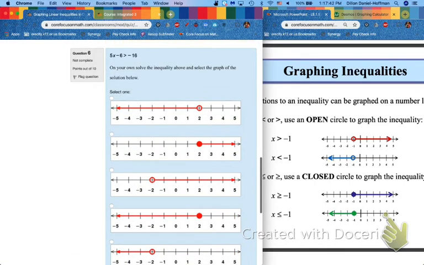All right, then we're going to do another one. Right here. 5x minus 6 is greater than negative 16.